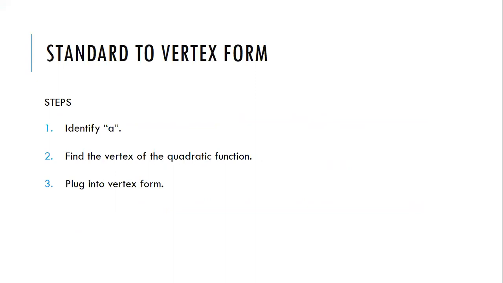Okay, so standard to vertex form. Step 1 is you identify your a. Step 2, find the vertex of the quadratic function. And then step 3, plug into vertex form. Now there is another way of going from standard to vertex, but we will learn that later on down the line. But for where we are in this unit, this is how it goes.